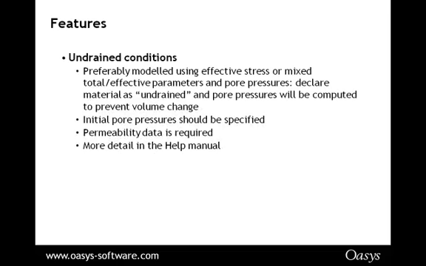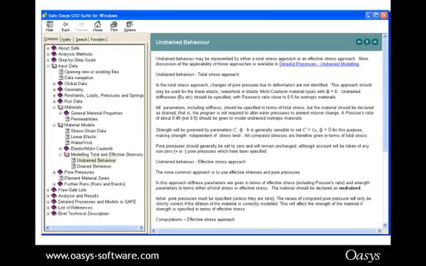Now, SAFE is able to model undrained soil conditions, and this is just a quick outline of how SAFE models the undrained soil conditions. A lot of detail on SAFE and the methodology behind it can be found in the help manual, which is on our website and can be downloaded. Here's a quick example of how we can find out more about undrained behavior specifically. If you look on your left-hand side, you can find out a lot about the theory behind SAFE and how it works from our online help module.